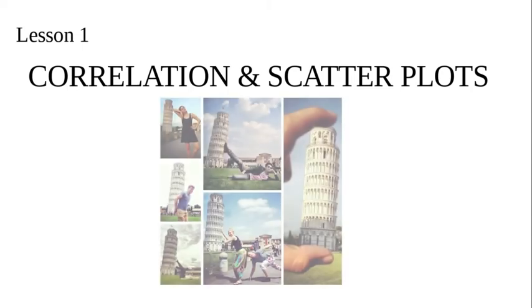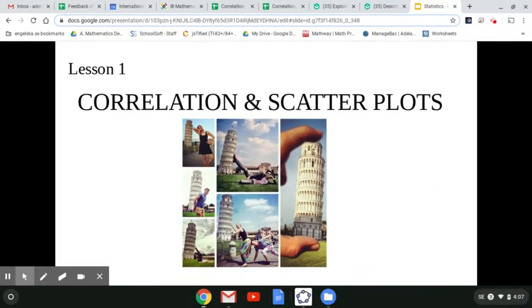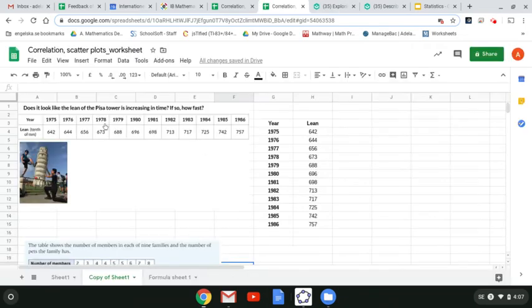So let's think about the Leaning Tower of Pisa in Italy, very famous, and how we can study how much it leans to one side with respect to time. So I created a Google spreadsheet, which is shared with all of you on Google Classroom. And there are a few examples in which you will be asked to create a scatter plot.